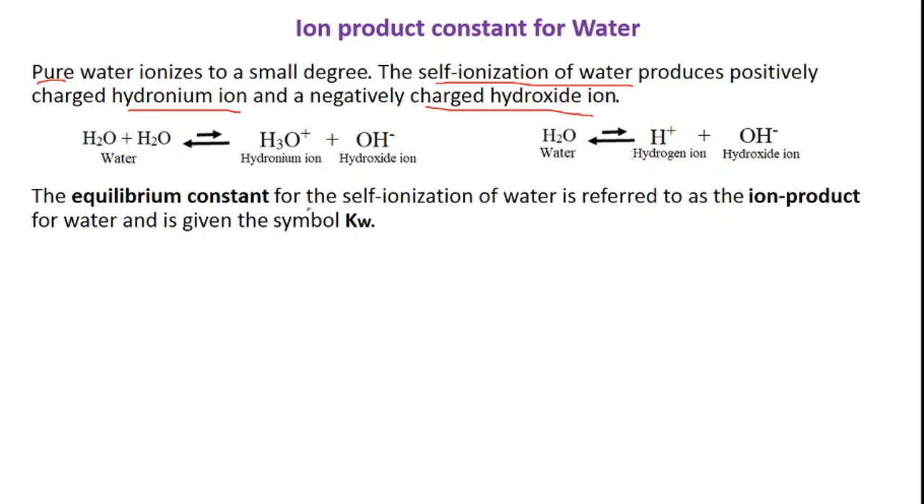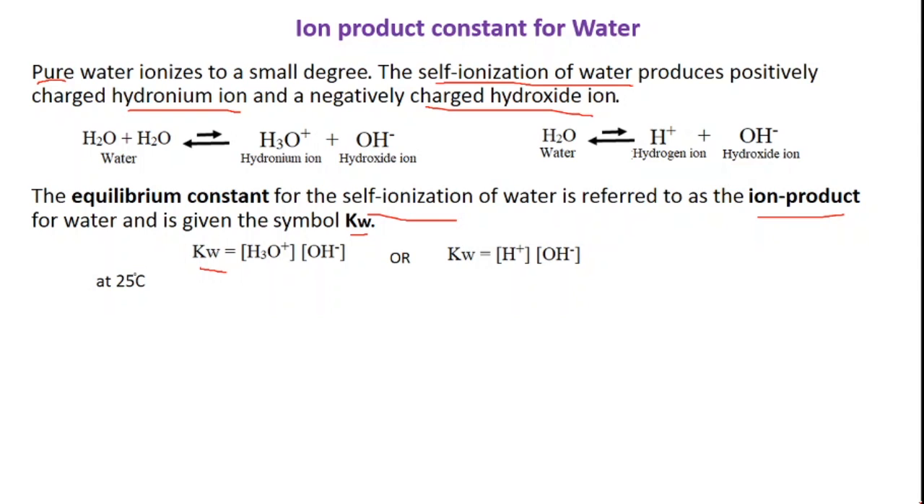The equilibrium constant for this self-ionization of water is referred to as the ion product for water, and it is indicated by the symbol Kw. So Kw, the ion product for water, is equal to concentration of H3O plus ion into concentration of OH minus ion, or it can also be denoted as Kw is equal to concentration of H plus ion into concentration of hydroxide ion.